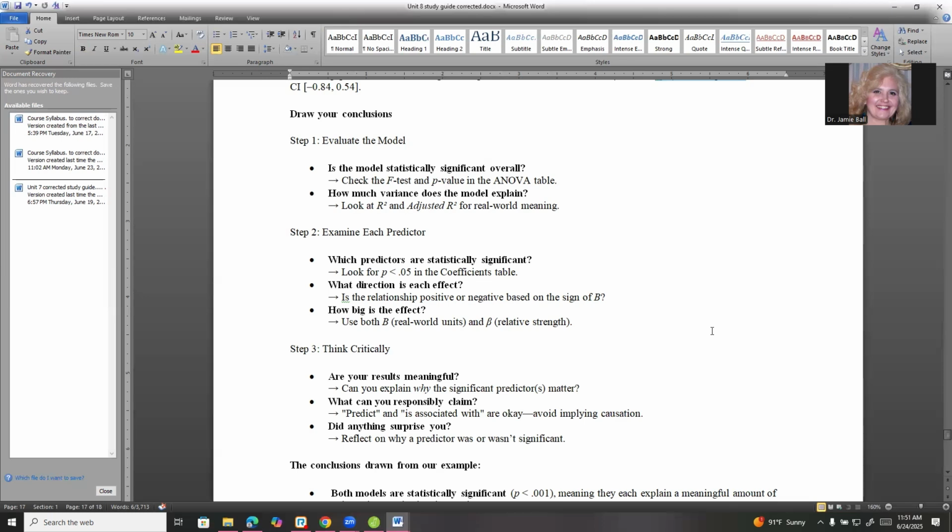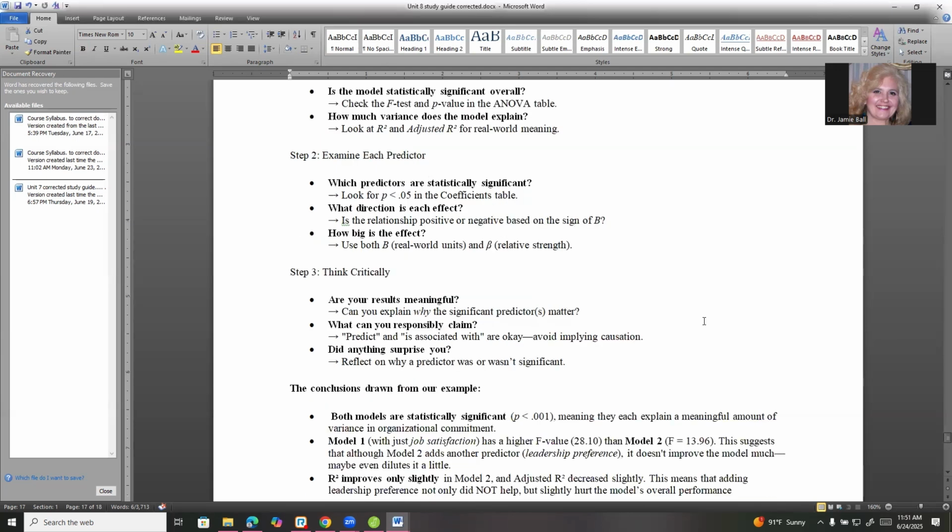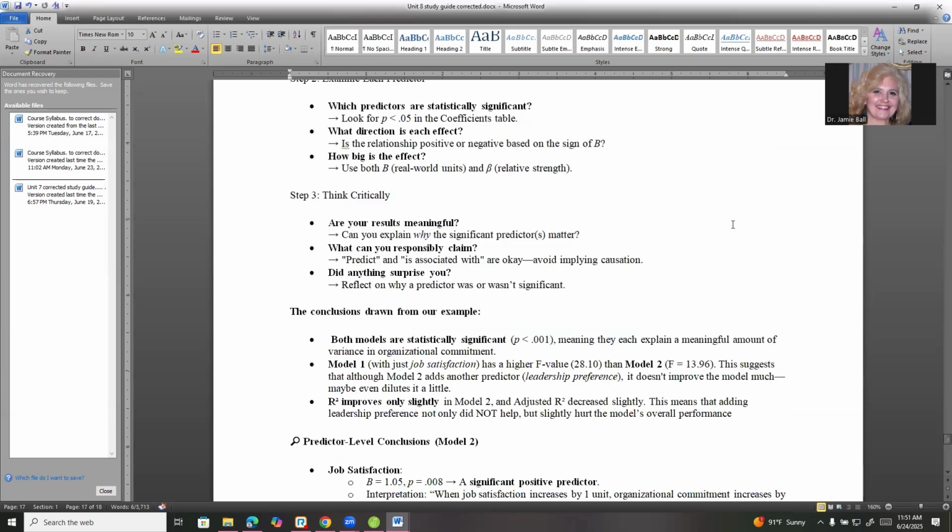Leadership was a negative relationship. Job satisfaction was a positive one. And only job satisfaction was a significant predictor. Leadership did not. That's a conclusion. So, what can I claim about all of this? I can claim that adding leadership preference does not help explain organizational commitment. It did not contribute much to the model. Most everything was explained by job satisfaction, and it was a positive relationship, explaining about 31% of the variability in organizational commitment.